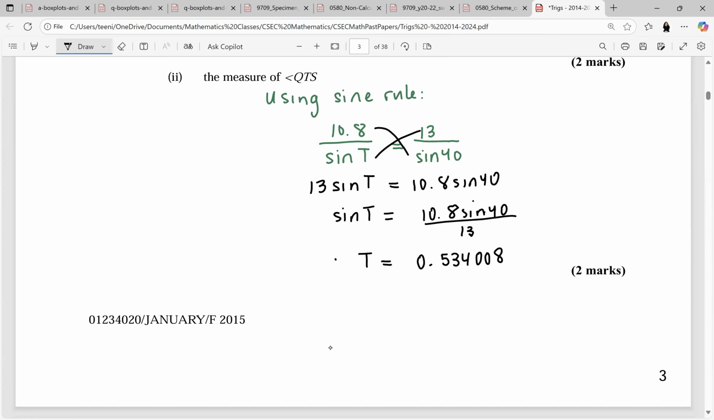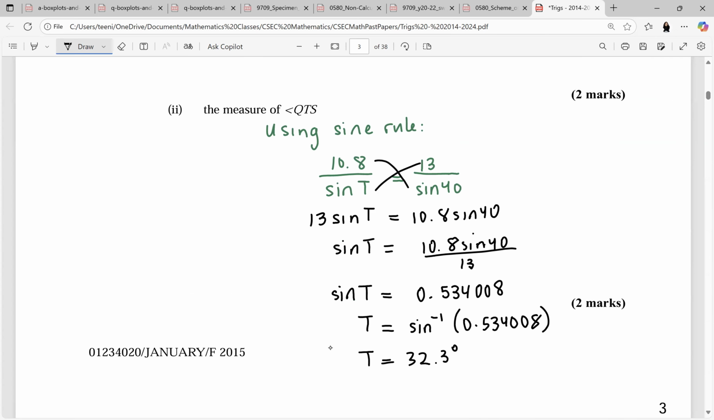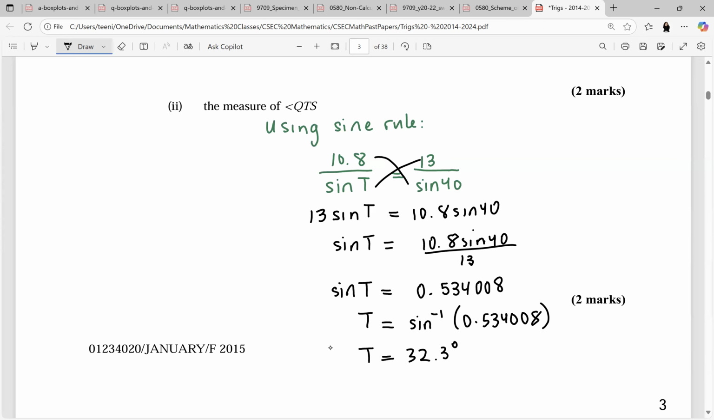So then you do the sine inverse of that. Sine inverse of 0.534008 will give me 32.3 degrees. Yes, 32.3, excellent. Good job. And this is taken to one decimal place. Excellent work, Aaron.